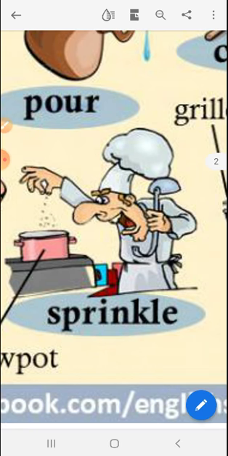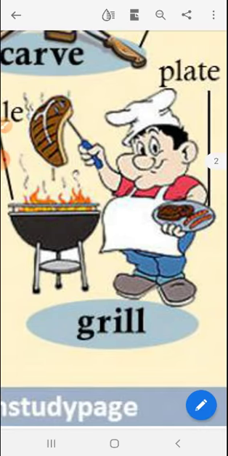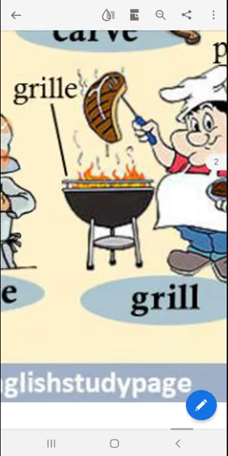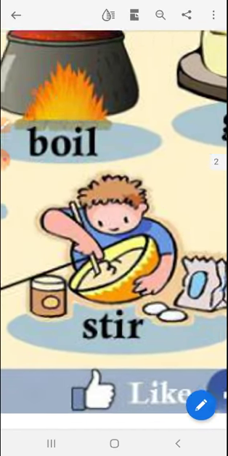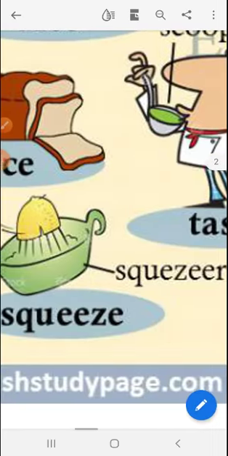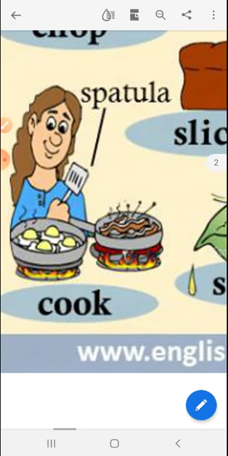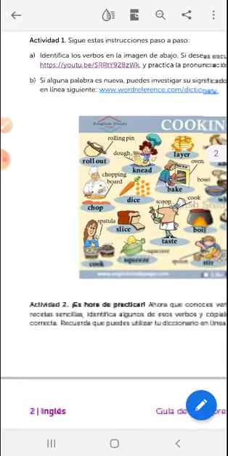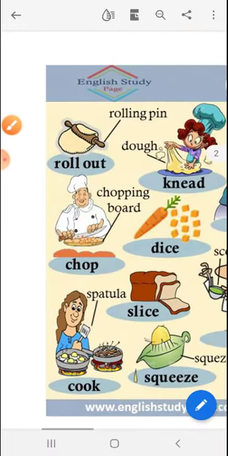Sprinkle, rociar o espolvorear, le dicen algunos. Grill, asar. Okay, so stir, squeeze, exprimir. Okay, so those are the verbs, esos son los verbos, yes, those are the verbs, esos que están in circles, in gray circles.